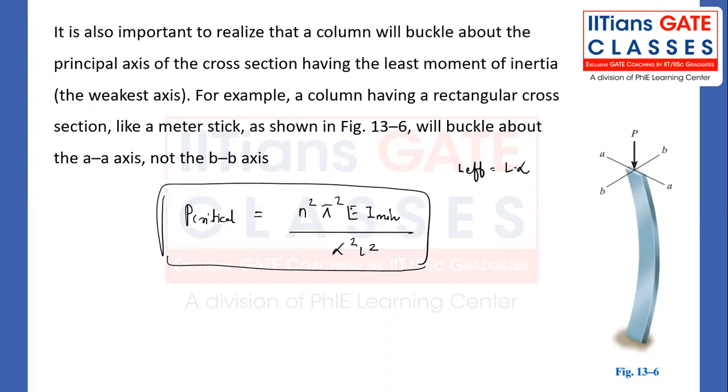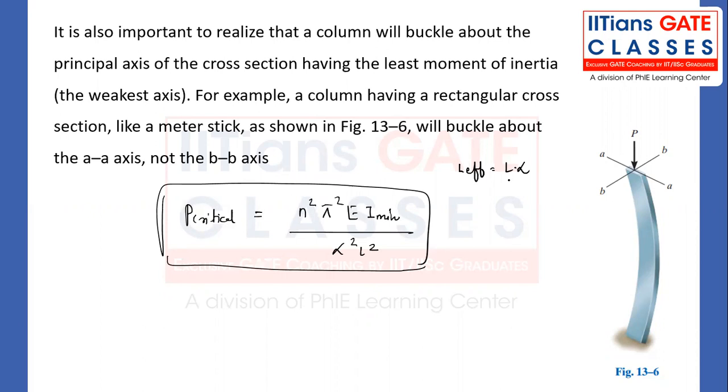That means it will allow resistance to some kind of change in shape of the body. Or maybe we can say that the name itself is suggesting that moment of inertia, any moment will be restricted, right? So if I take the large moment of inertia, the column will not buckle. The column will buckle about that axis where the least moment of inertia will be there.